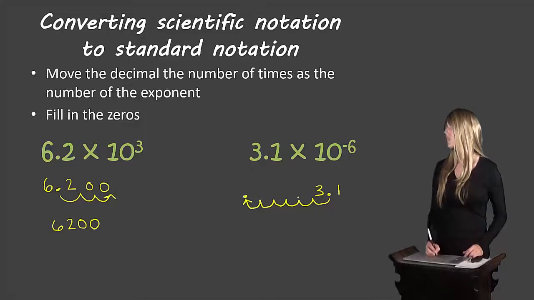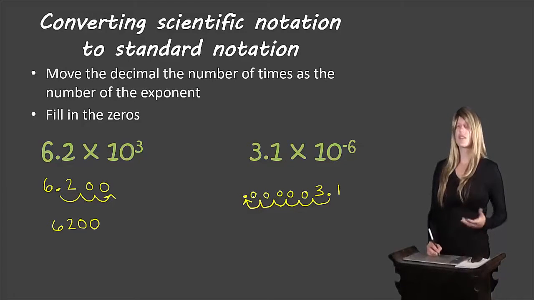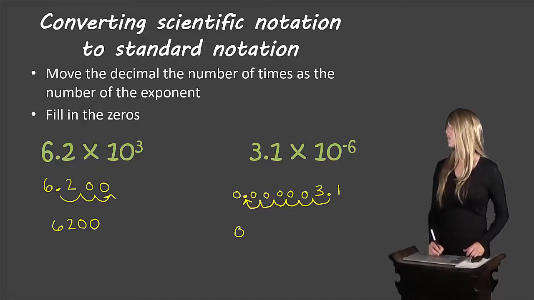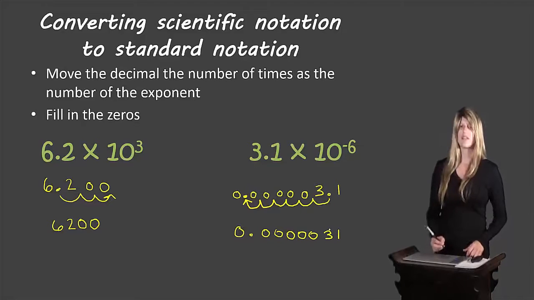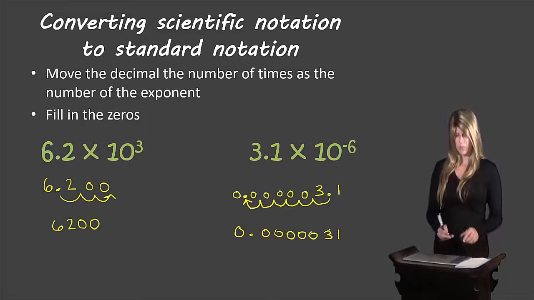So we put the decimal there. Then we're going to fill in the zeros. And since our number can't start with a decimal, we need to have a 0 in front of that decimal. So we'd end up with 0.000003 1. So that would be our final answer.